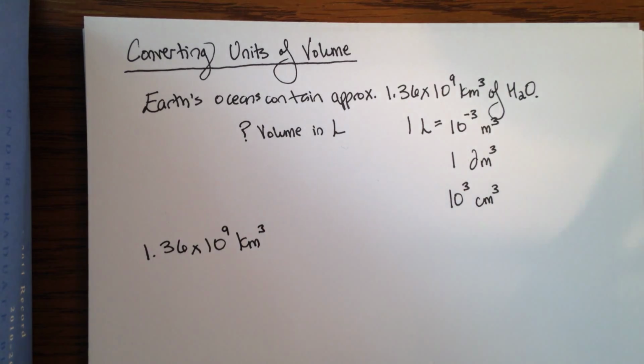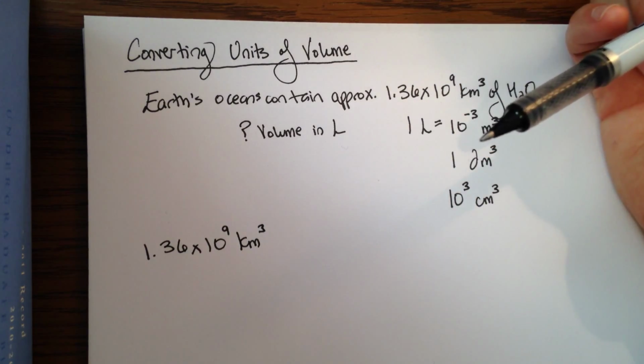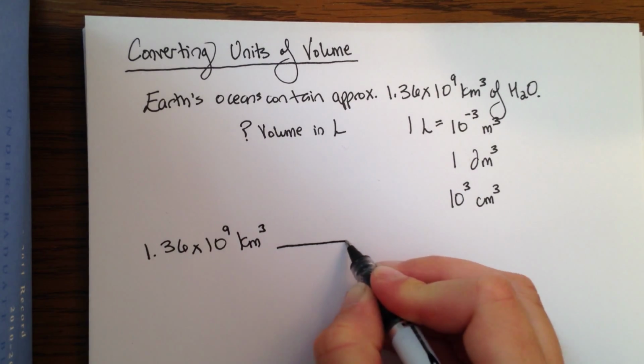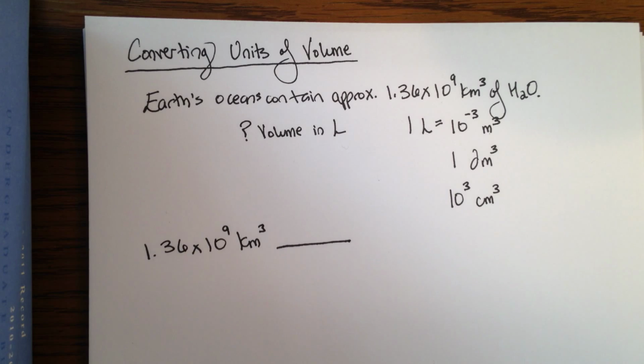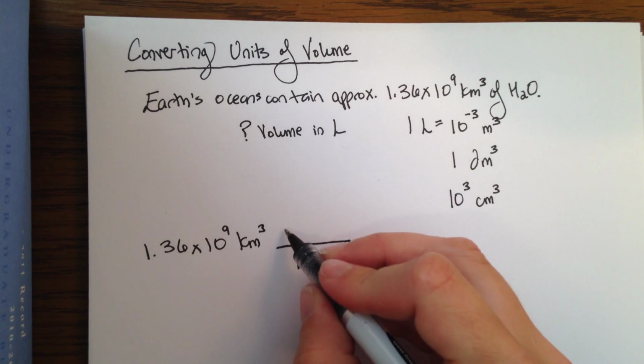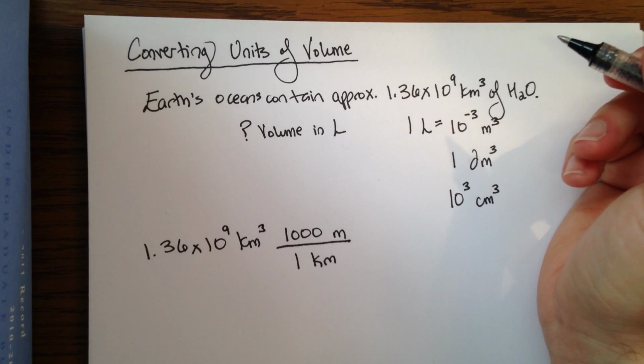Now, whatever else happens, I need to get this from kilometers into meters cubed somehow. So what I'm going to do is write a conversion between kilometers and meters. I can do that. I might not know the conversion from kilometers cubed to meters cubed, but I do know the conversion from just straightforward kilometers to meters. I know based on the prefix kilo that 1 kilometer contains 1,000 meters.